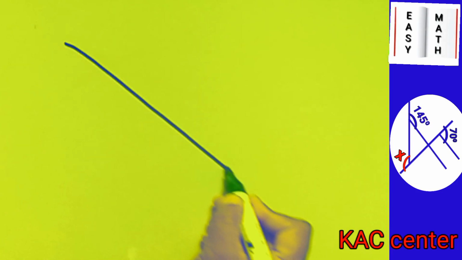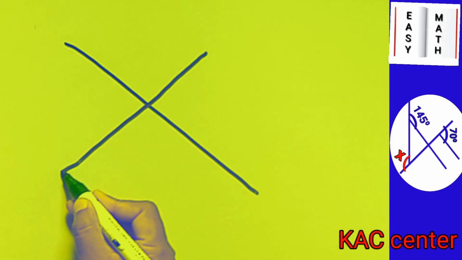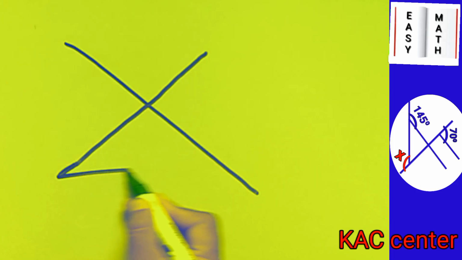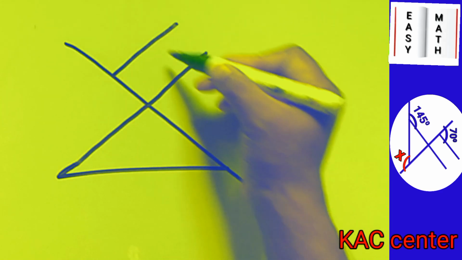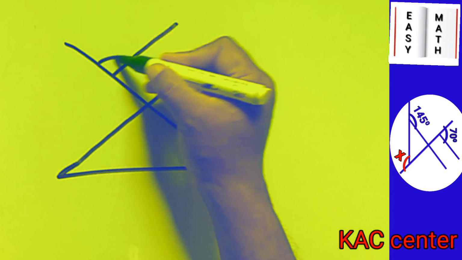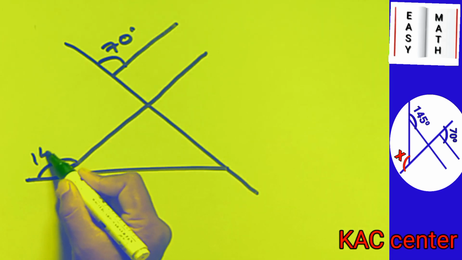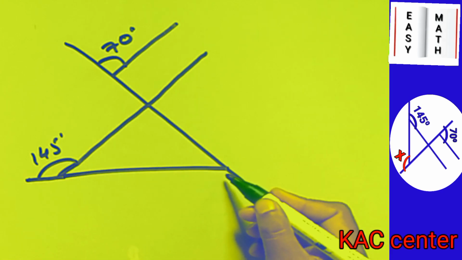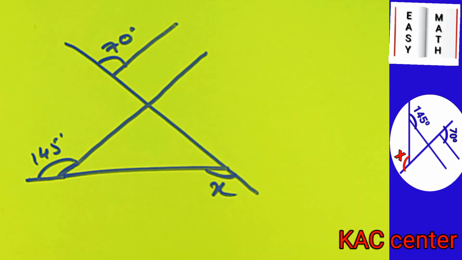In a diagram, this is there and this is the parallel line, same parallel line, and this angle is 1. So find out this angle. What is the value of this angle?